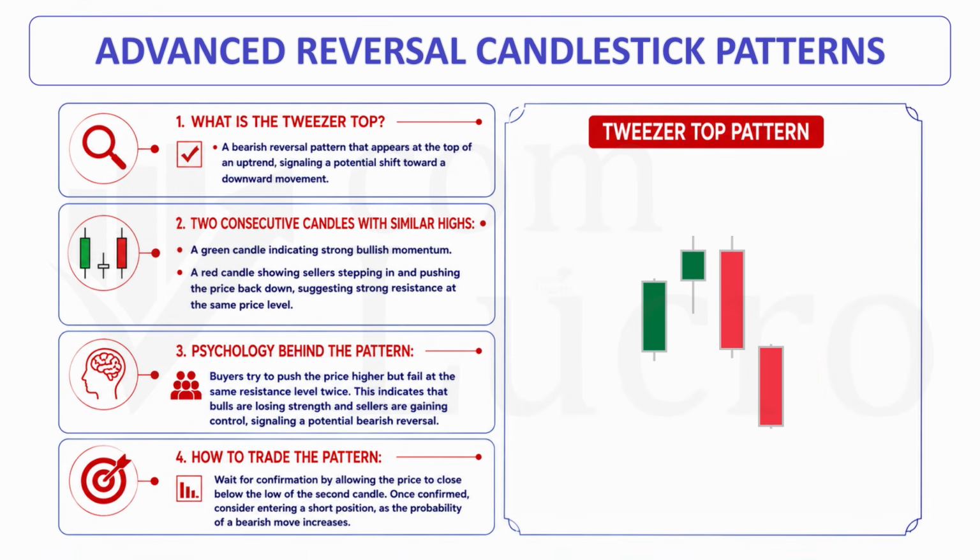Next, let's discuss tweezer tops, another key reversal pattern typically signaling the end of an uptrend and a potential shift toward a bearish trend. Structurally, the tweezer top consists of two consecutive candles with similar highs, which indicates strong resistance at a particular price level. The first candle is typically a green candle representing bullish momentum, followed by a red candle that shows sellers stepping in and pushing the price back down to the previous high. The psychology behind this pattern suggests that buyers have tried to push the price higher but failed at the same resistance level twice, indicating that the bulls are losing strength and the sellers are gaining control.